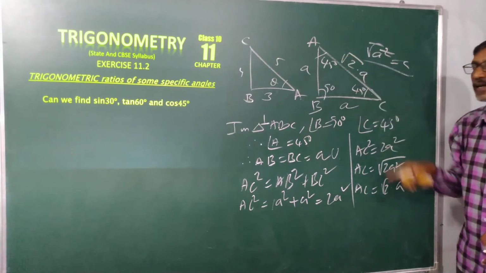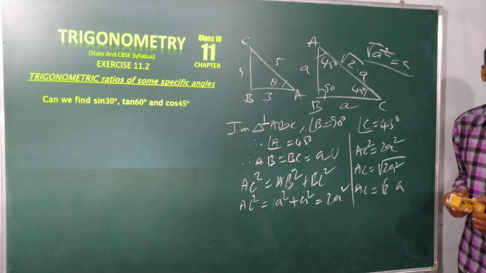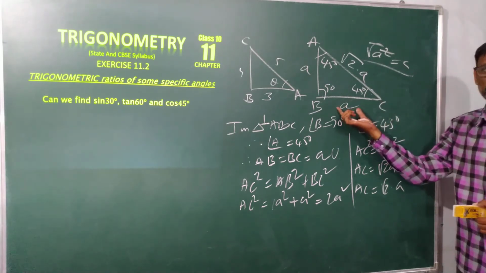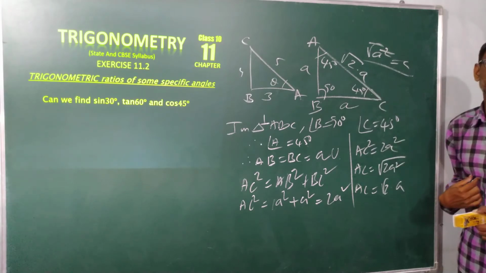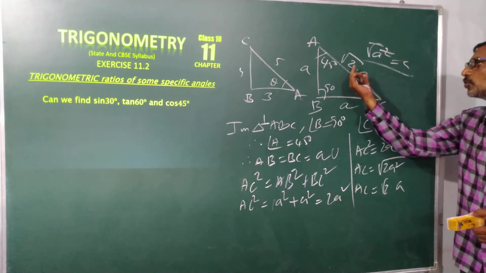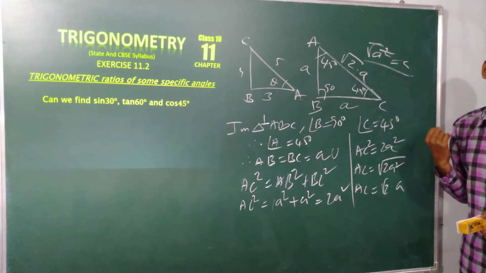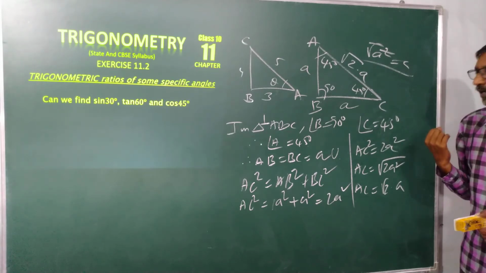My hypotenuse, how many times is it raised? Root 2 times A. Suppose A is 10, how much is it? Root 2 into 10, 10 root 2. Do you understand my point?